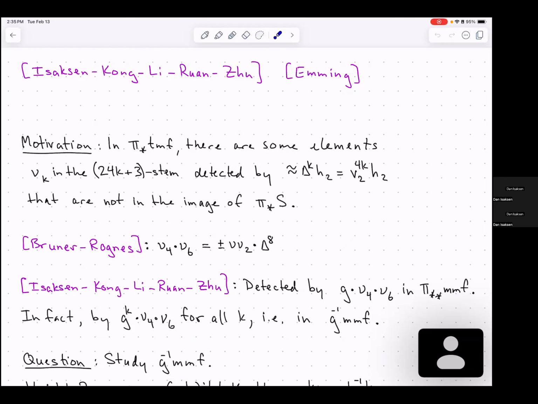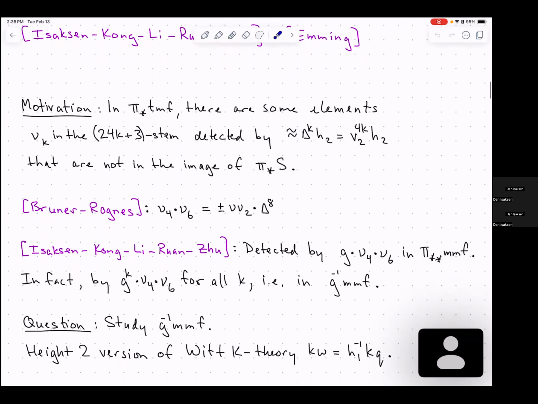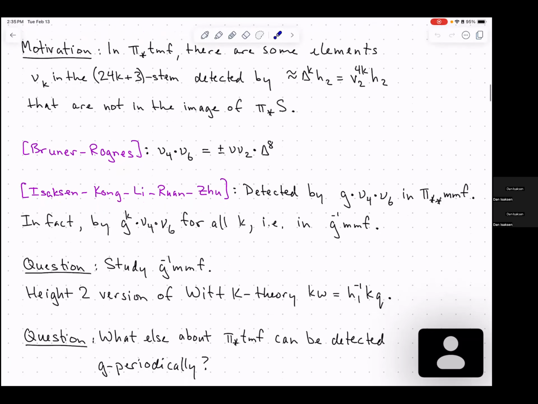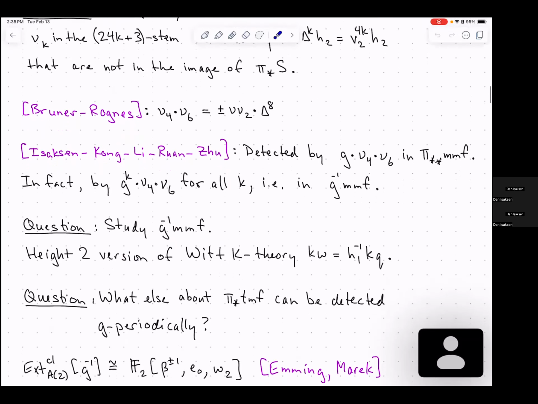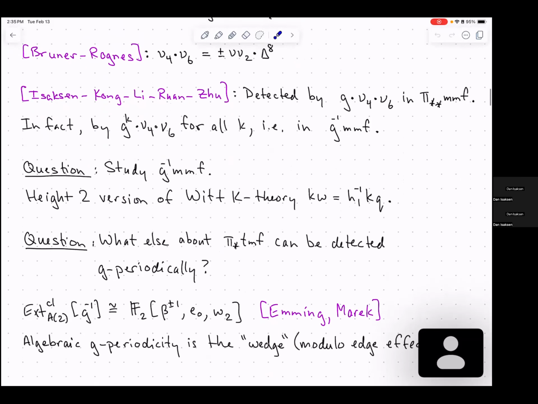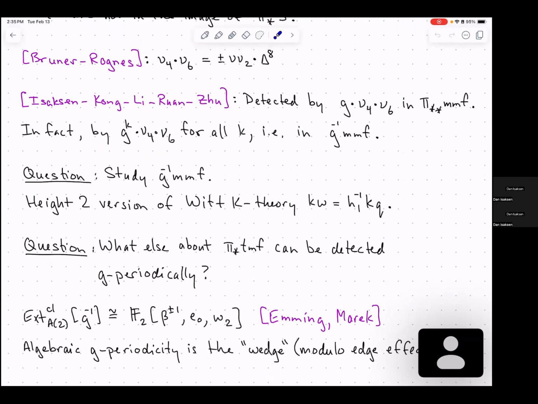It's carrying that information. So I'm trying to motivate the idea that one should study G inverse of MMF. Let me point out another thing about this. There's an analog of this that has already been studied: KQ, little KQ, which is motivic KO, the motivic version of little KO.